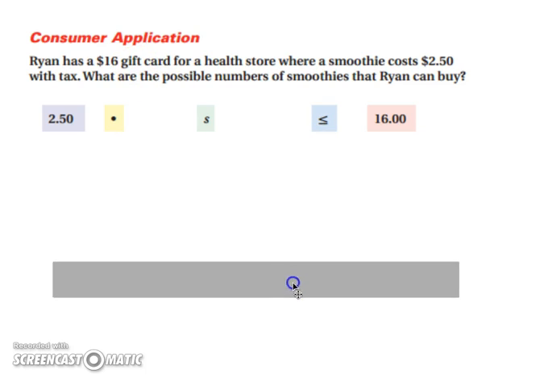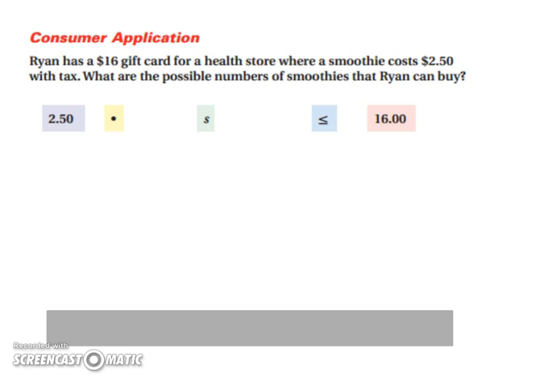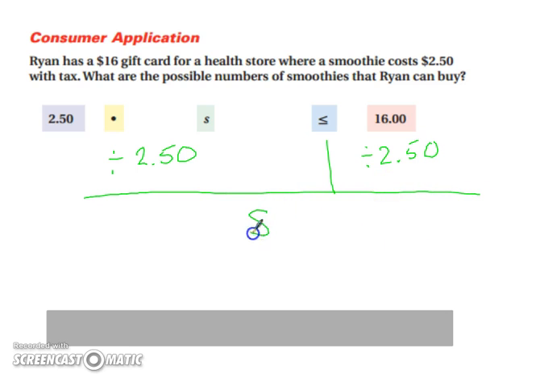Alright, so now let's figure out what the possible number of smoothies are. Okay, so we're multiplying, and the inverse operation of that would be to divide. So we're going to divide both sides of the inequality by 2.50. And when we do so, that will give us S is less than or equal to 6.4. Notice we didn't divide or multiply by a negative, so we did not flip the inequality symbol. You only flip the inequality symbol when you multiply or divide by a negative number.